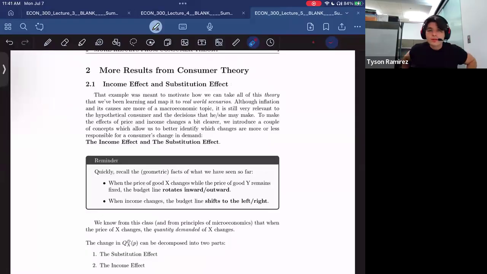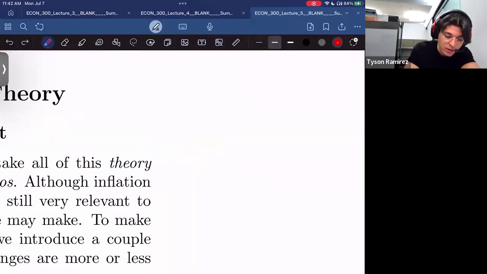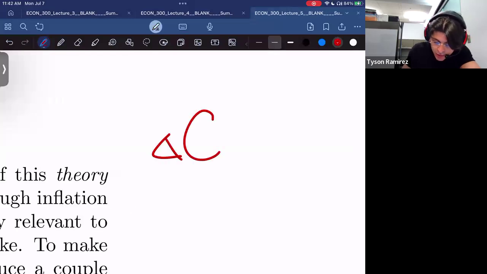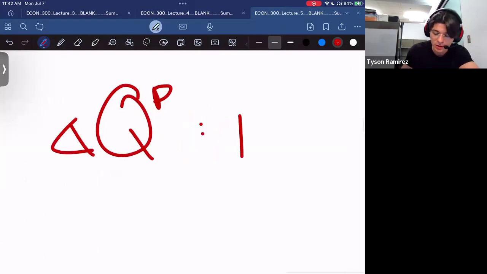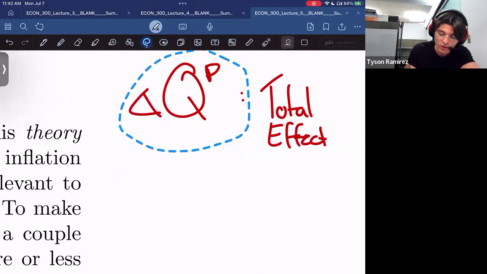So, what we're going to talk about today, more specifically with regards to how things are changing, is that when your consumption bundle changes, you change a quantity demanded of something, right? So you'll have a change in quantity demanded. You have a change in quantity demanded. All right. The total change, call this the total effect. The total effect is the whole change. All right. What is the change that we see?